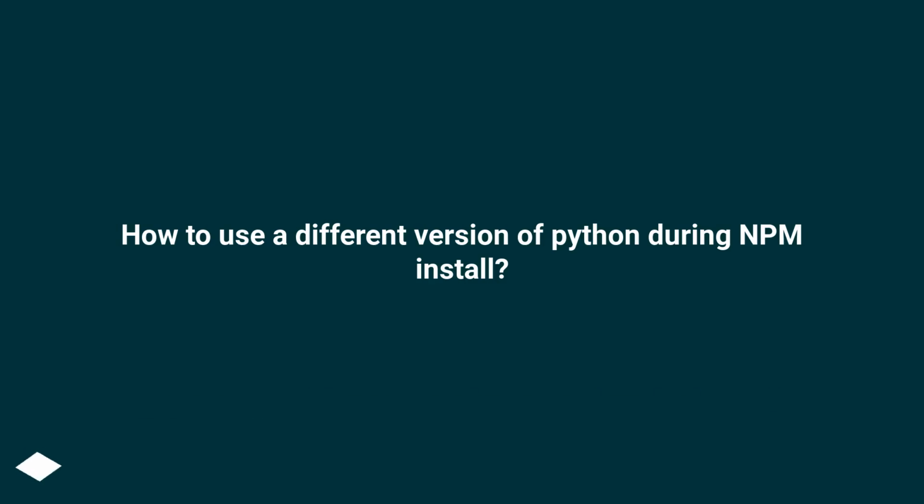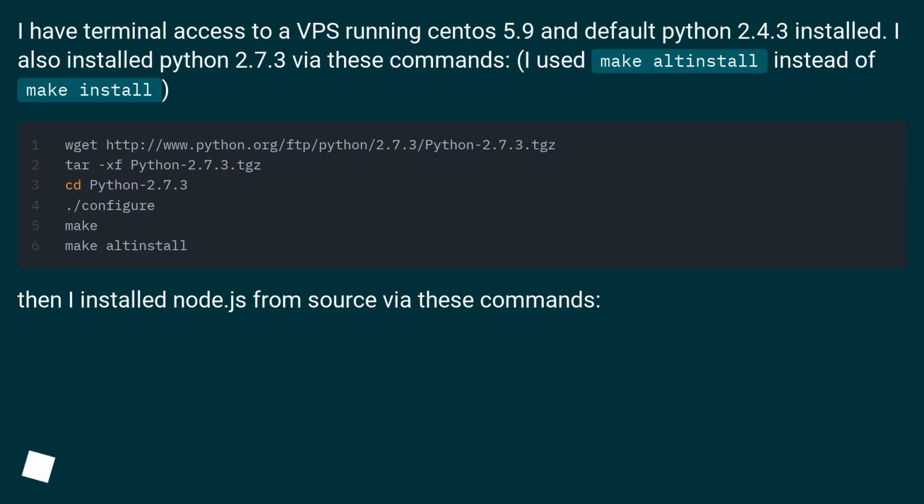How to use a different version of Python during npm install. I have terminal access to a VPS running CentOS 5.9 and default Python 2.4.3 installed. I also installed Python 2.7.3 via these commands. I use make altinstall instead of make install.